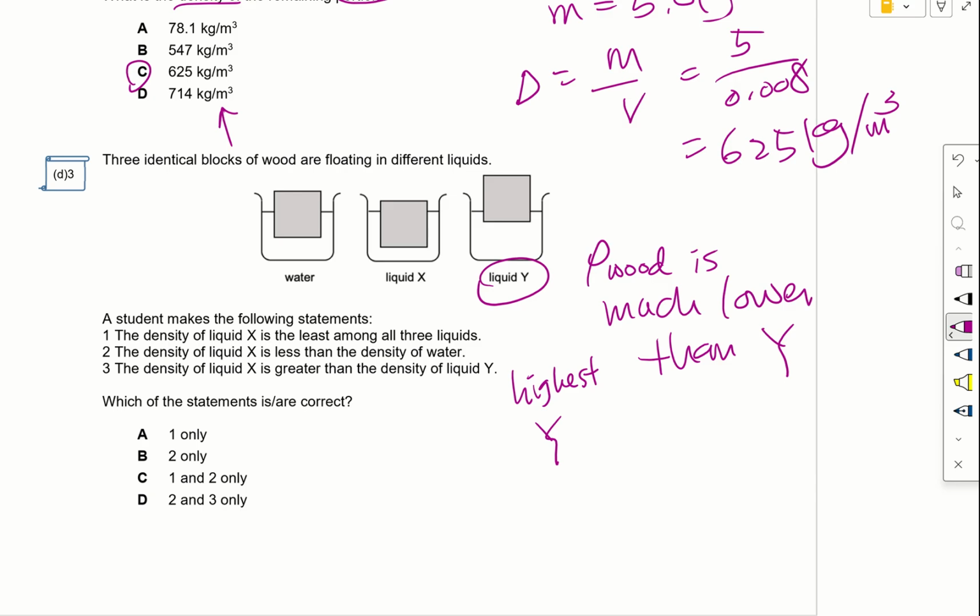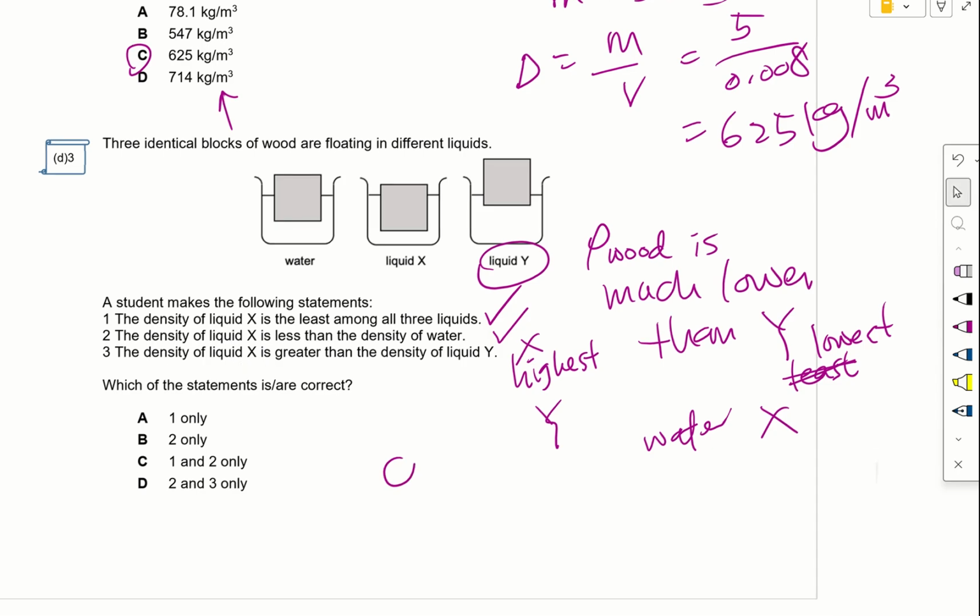Okay, and we see that in liquid X, the wood is not floating very high, right? So X has the least density, the lowest density. So water is in the middle. So the density of liquid X is the least among all three, true. Density of liquid X is less than the density of water, true. And density of liquid X is greater than the density of liquid Y, this is false. So 1 and 2 only, so the answer is C.